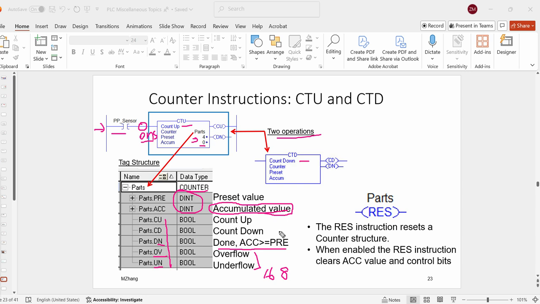So those are the members of the tag structure. Then when you reset, you can just put the tag in the RES instruction.